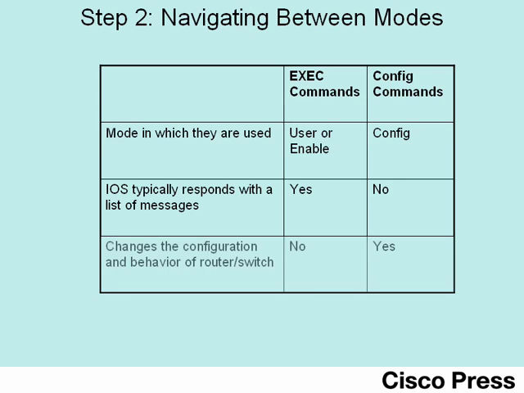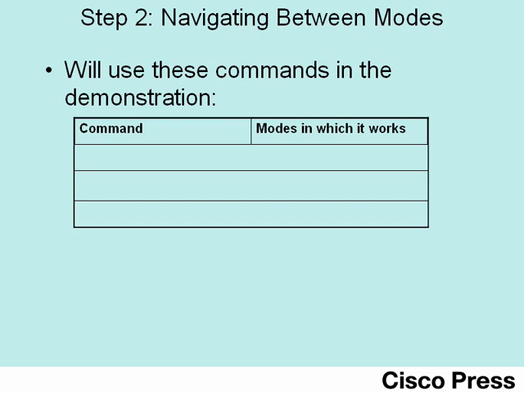However, exec commands typically do not tell the router how to behave. They don't tell it anything about how to route packets or what interfaces to use and that kind of thing. Whereas configuration commands can tell the router things like, use this interface, don't use that one, use a particular IP address, use a particular routing protocol. So these configuration commands change the configuration or behavior of the router or switch. As you go through your CCNA studies, you'll see lots and lots of exec and configuration commands.